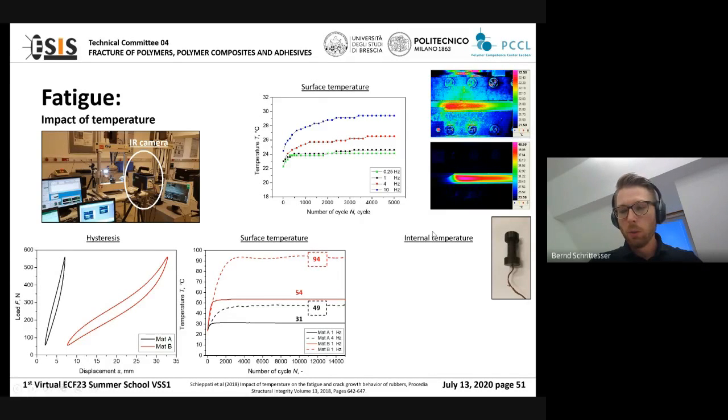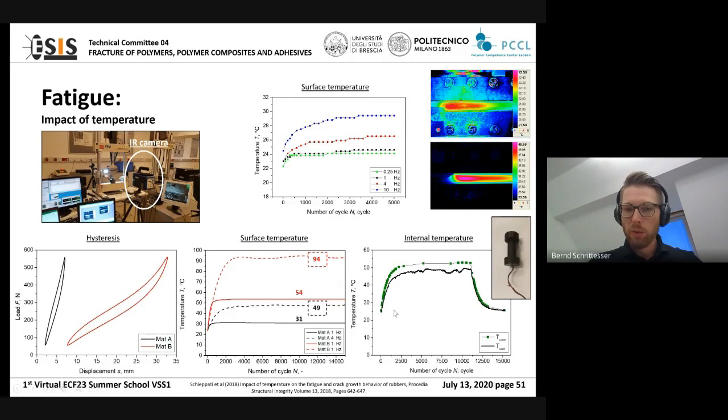We went also one step further, where we used some sample specimens only to show the temperature impact, where we directly molded the thermocouple inside of the sample specimen, where we've seen an even higher temperature increase compared to this surface temperature, what you can see here.